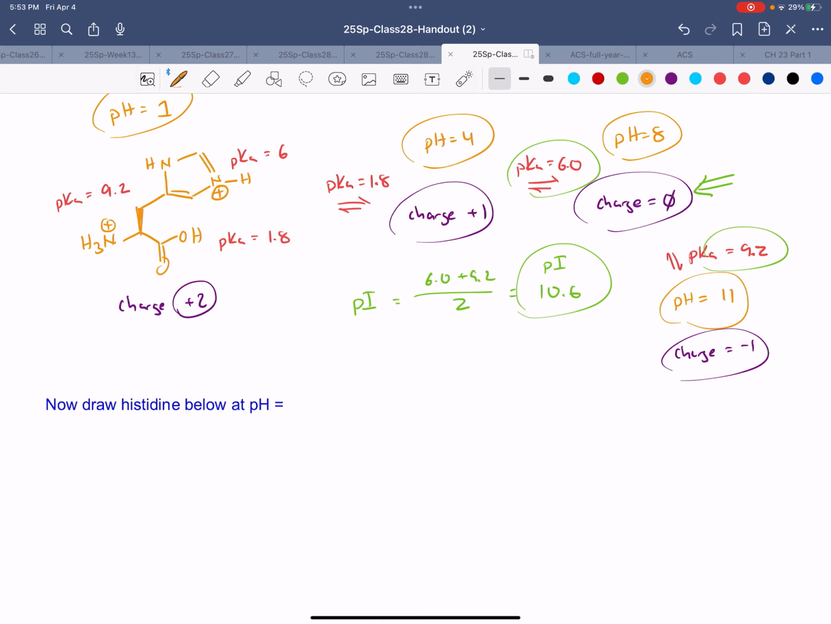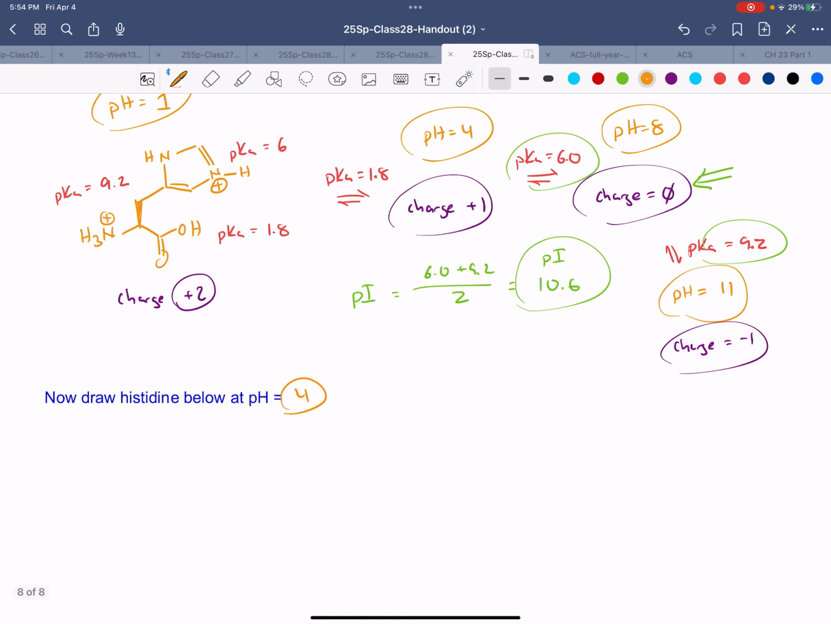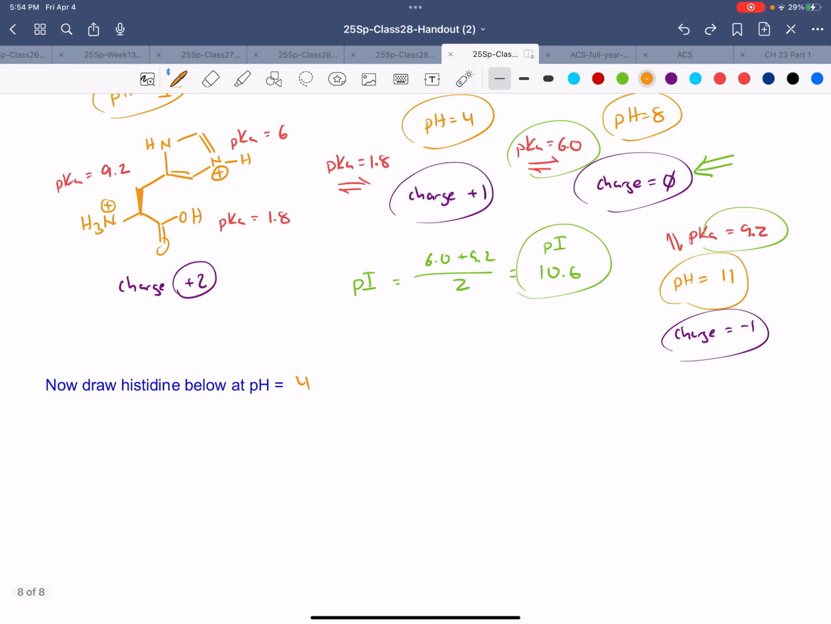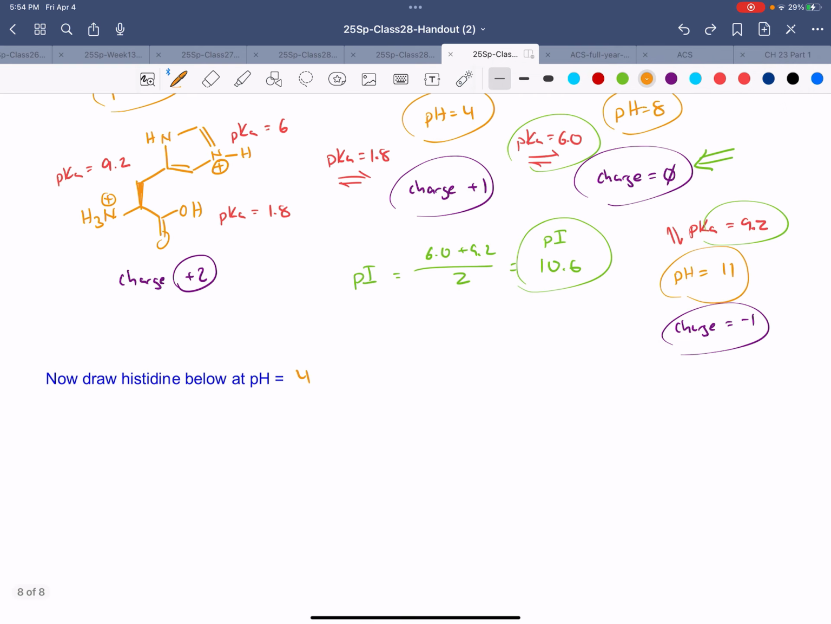So what does it look like at pH 4? Let's not circle it. Well, at pH 4, we cross over the 1.8, but we didn't cross over the 6 or the 9.2, so we're going to get rid of this. Do you see actually how important the first structure is? Because I'm basing all of my answers off of the first structure. So I crossed over pKa 1.8, so now I take off that hydrogen to become negative. Everything else stays the same.